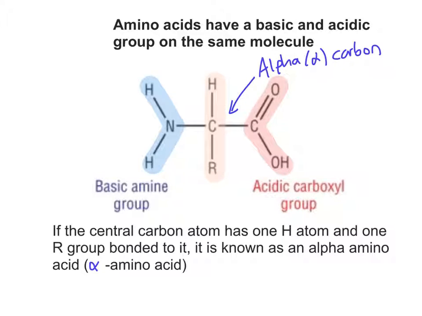If there happen to be more carbons between this carbon here and the nitrogen, then you may have beta and gamma carbons as well. But in this particular model it's called an alpha amino acid.